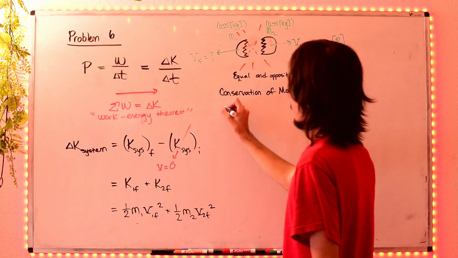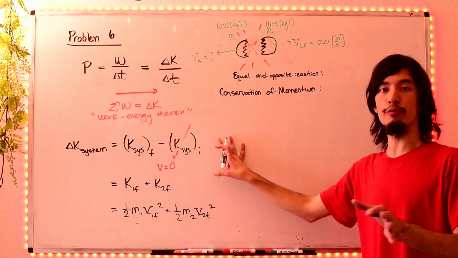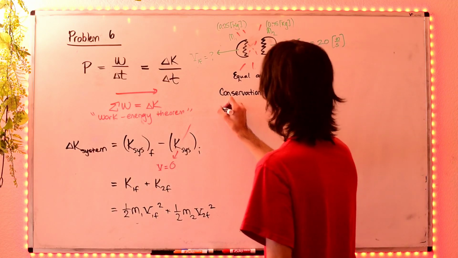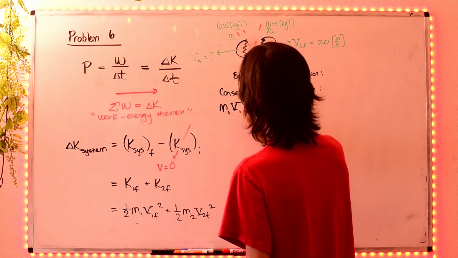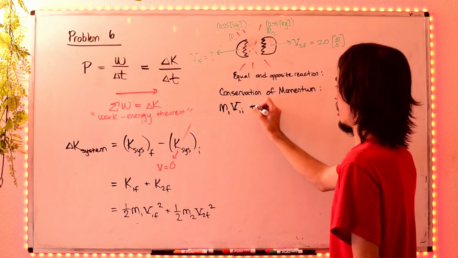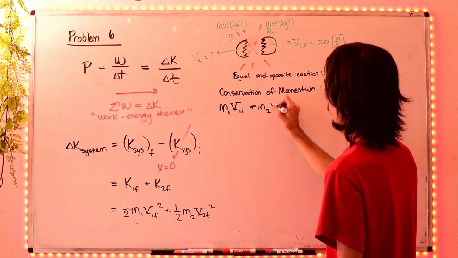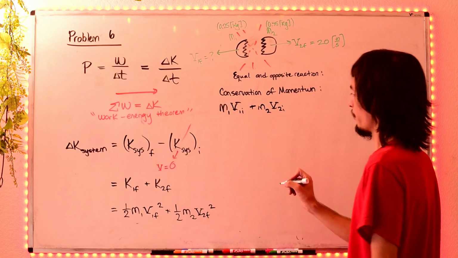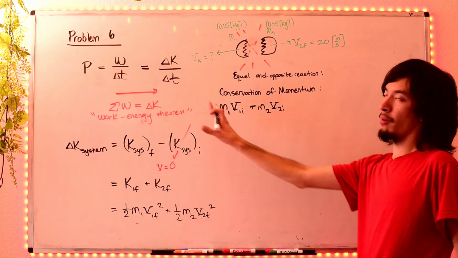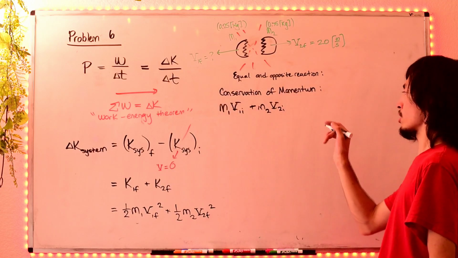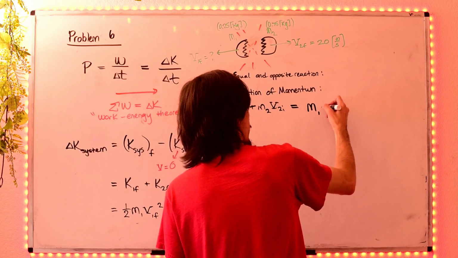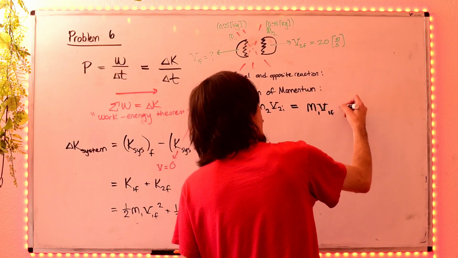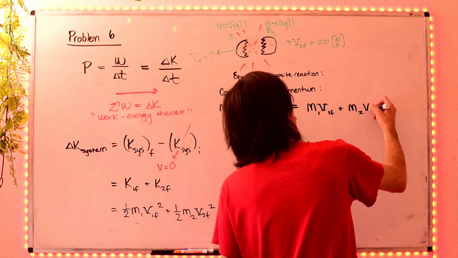And that states the total momentum of the system before, so in other words, momentum being mass times velocity, so m1 v1 initial, that's the momentum of 1, plus the momentum of 2, so m2 v2 initial. That gives us the total momentum of the entire system before the explosion. It's equal to what it is after, so we're going to do the same thing after. m1 v1 final plus m2 v2 final.